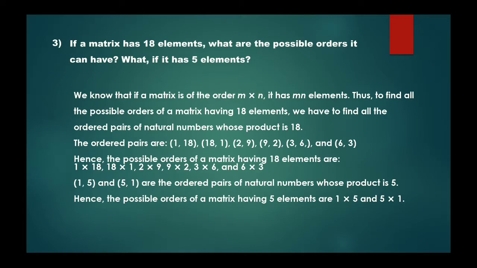Thus, the ordered pairs of natural numbers whose product is 5 are 1, 5 and 5, 1. Hence, the possible orders of a matrix having 5 elements are 1 cross 5 and 5 cross 1. Let's see our next question.